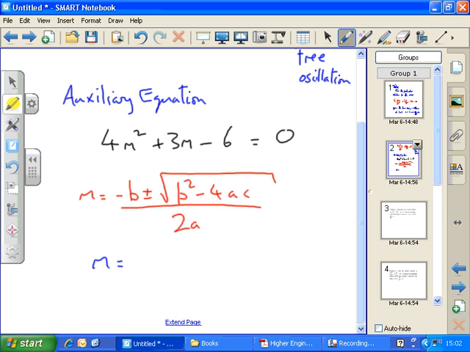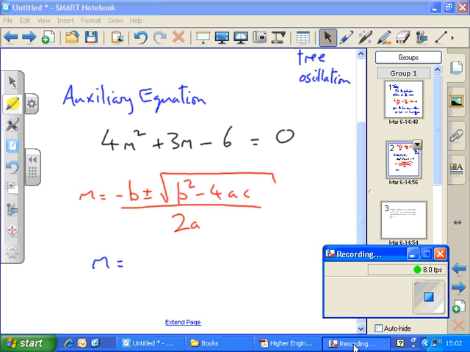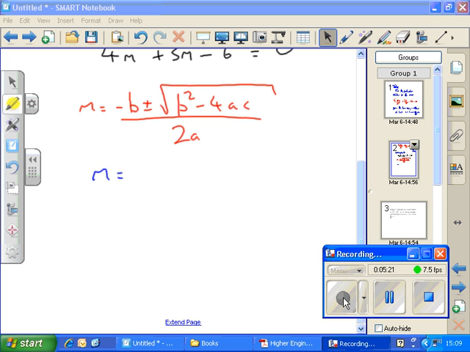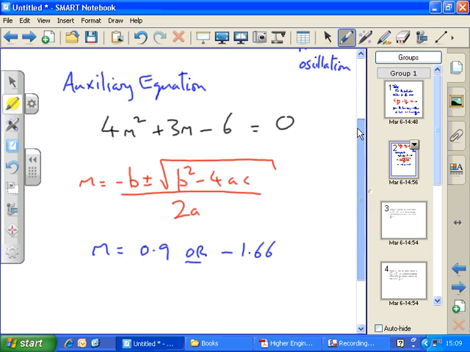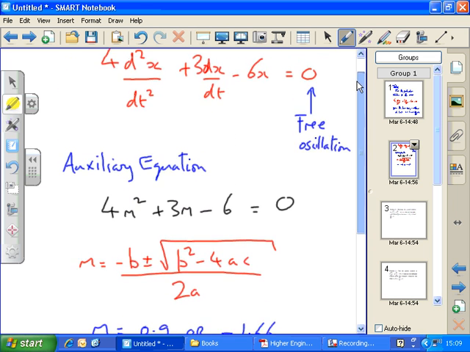m equals, and then we can just quickly work that out. So m equals 0.9 or minus 1.66. So two possible values for the solution. So that gives us our auxiliary equation.